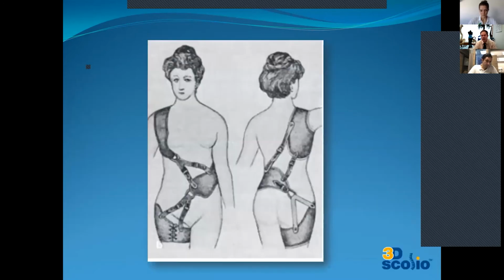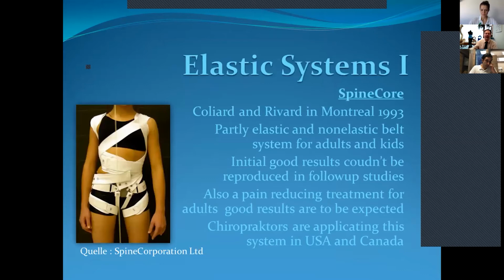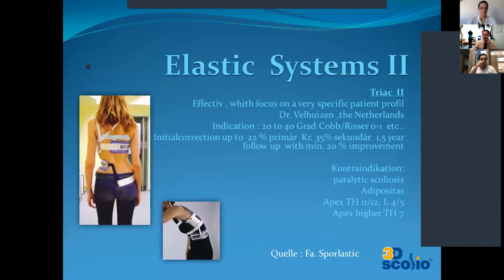I just wanted to show you this picture from an 1852 book of body treatments and bandages. Nowadays there are also systems which are very similar to it. But the spine core has proven to be positive for adults with pain in the spine caused by scoliotic deformities. Unfortunately, the spine core has not shown repeatable results for children who are still growing and seem to need a stronger correction. Another elastic system was, for example, the triac system.